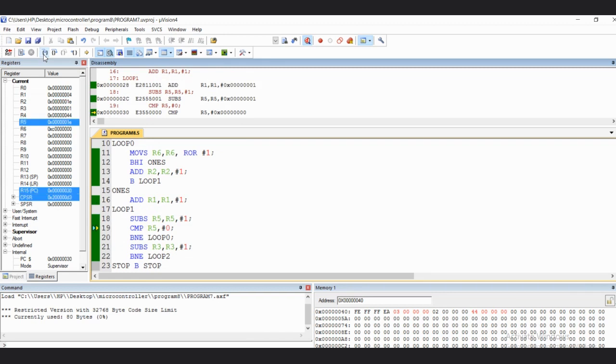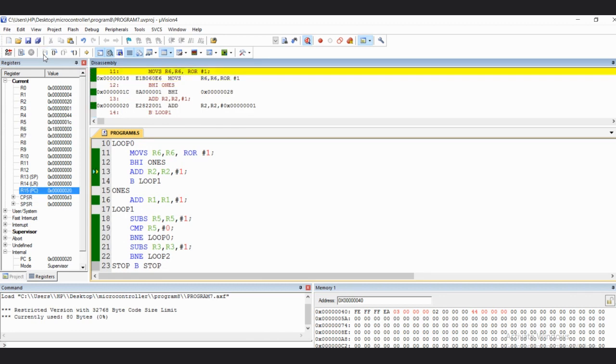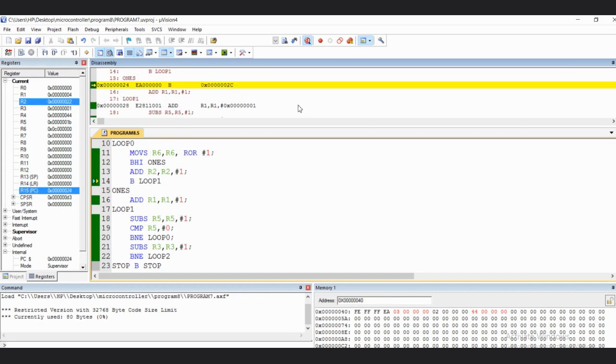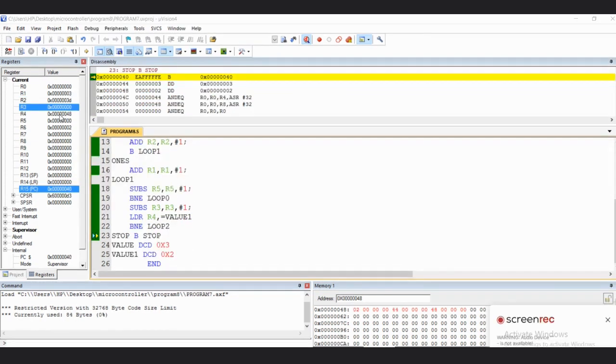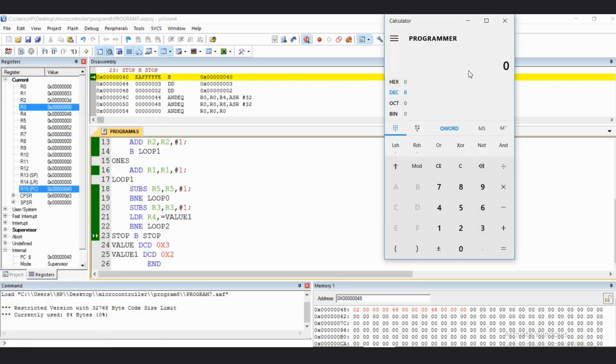Again, you can observe R5 goes on decreasing and there will be changes in R1 and R2. After executing the complete program, we can observe that the R1 value is 3, that is the number of ones is equal to 3 and the number of zeros is equal to 3D. Hexadecimal 3D is equal to decimal 61. That means 61 zeros and we have only 3 ones.